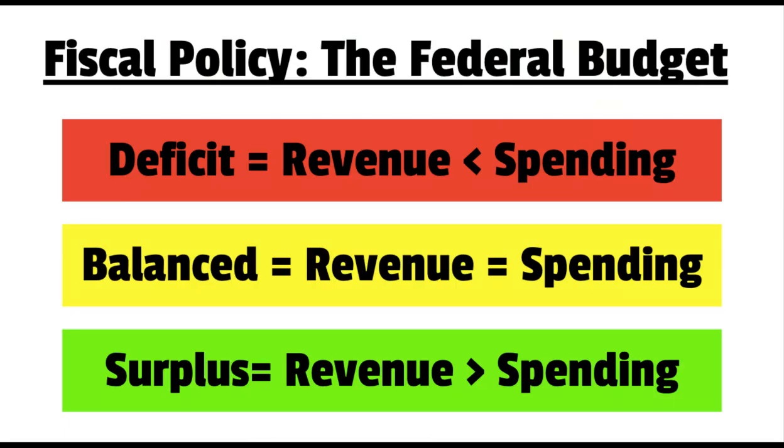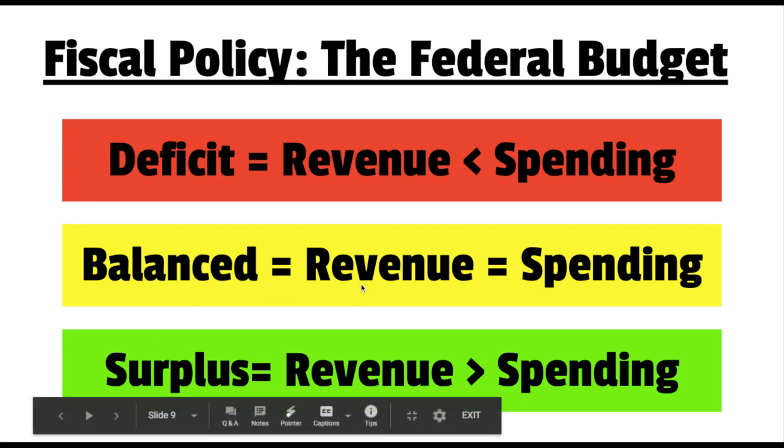Why is this a big deal? Because our budget is something in this unit we're going to pay attention to a lot. Let me start with the middle. The middle bar here, the yellow, is a balanced budget. And I want you to think about a scale. A balanced budget means that there is the same amount of revenue coming in as there is spending.